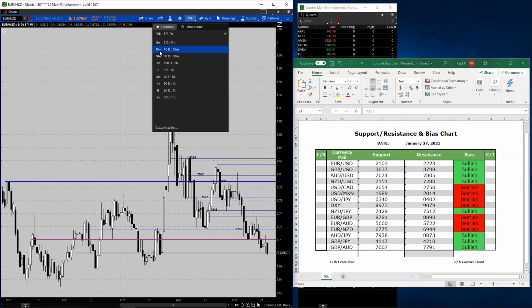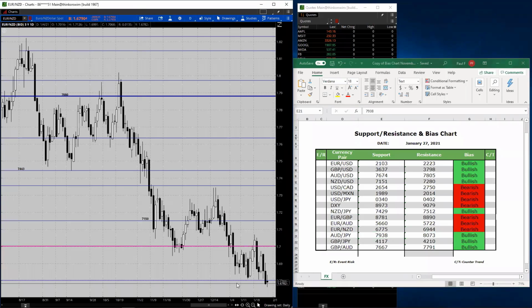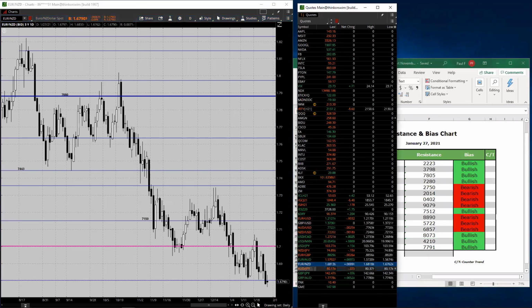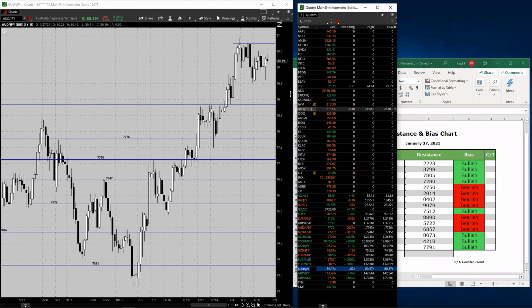On to the daily. Right there, that close there, it's going to be resistance, 68.57. No changes here in the Aussie.